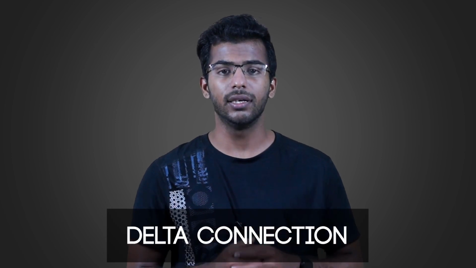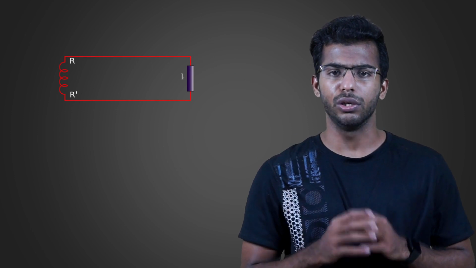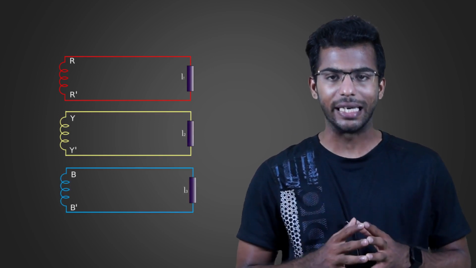As we saw in the last video, there are two ways in which you can make connections and connect loads in three-phase system. We learned about star connection in the last video. Now let us learn about delta connection. Let us consider the individual or isolated coil arrangement again.